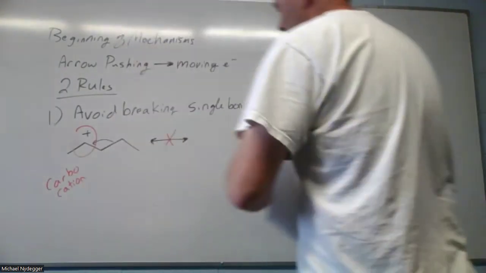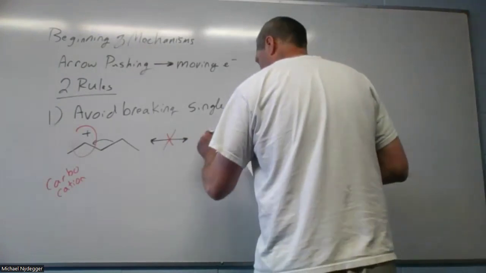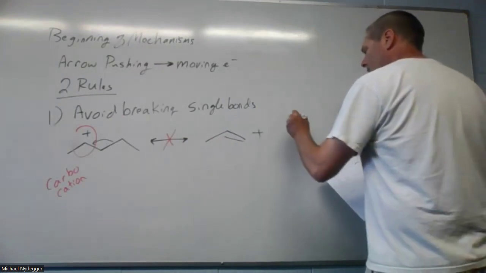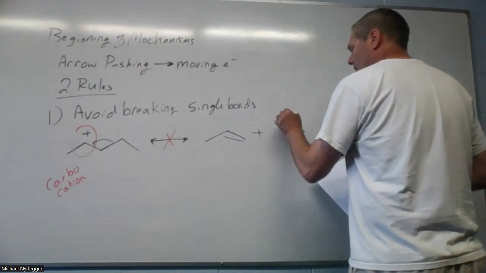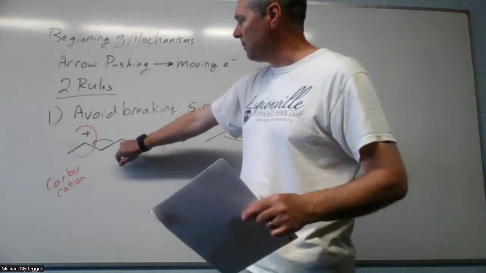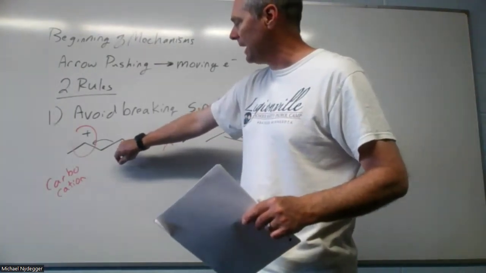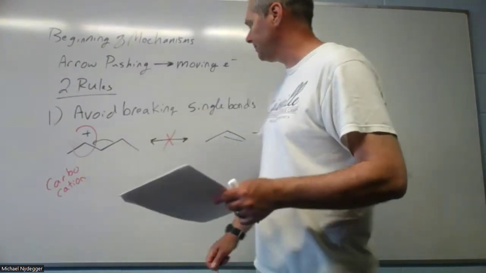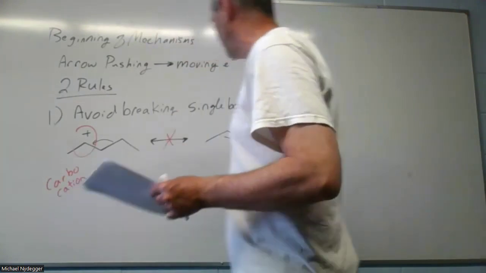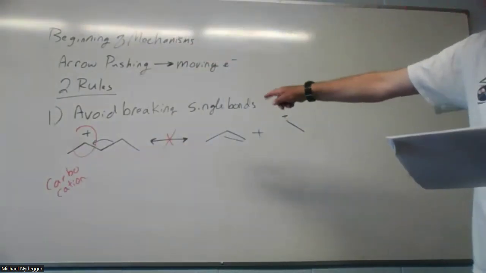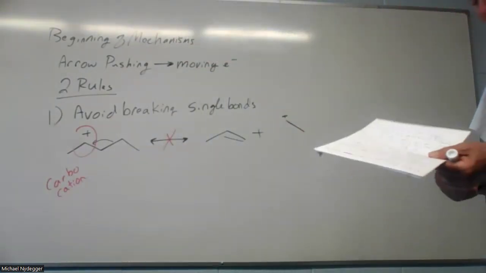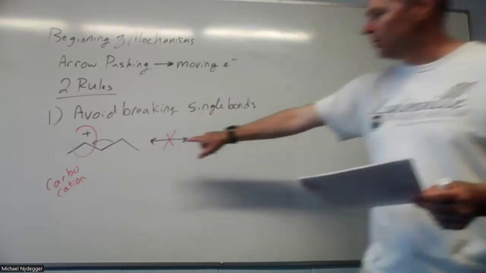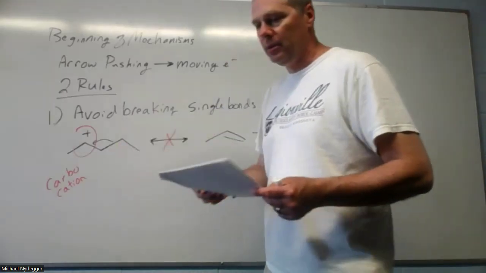If you were going to do that, you'd have to put a lot of energy into it. If this is going to break, that means this carbon here is going to be the carbocation because it's being busted. It's only got three bonds, and then you're putting a double bond there. That's not going to go. So you want to avoid breaking single bonds such as that. See what we did? We broke a single bond right here, and it's not going to occur that way.